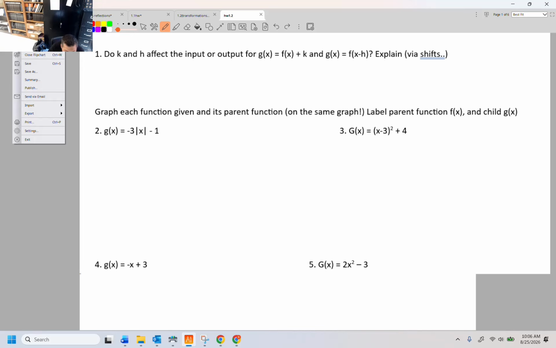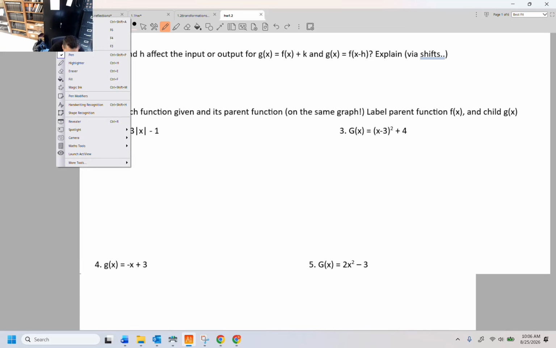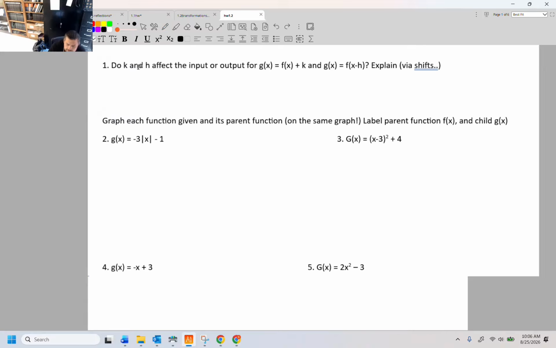All right, so we're looking at homework 1.2. Do h and k affect the input or the output for g of x equals f of x plus k and g of x equals f of x minus h? So you're supposed to explain this via shift. If you look at f of x plus k, the k means shift up or down. Now, that is affecting y, which is the output of a graph function.